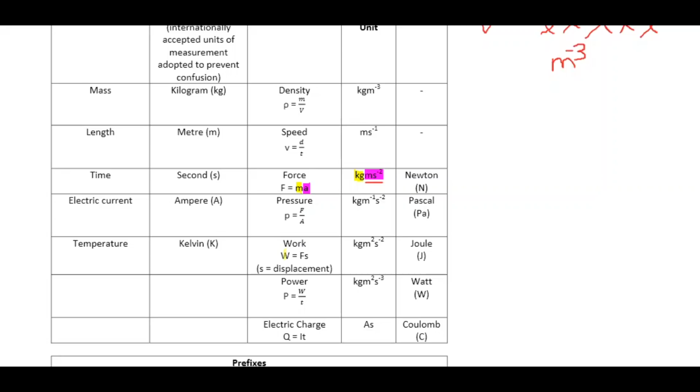And work done is also a derived unit, whereby work done is force times displacement. Force times distance basically, or displacement. So F represents force, S represents displacement. So this is once again a derived quantity. Power is work done over time. So once again it's a derived quantity, and electric charge is current times time.